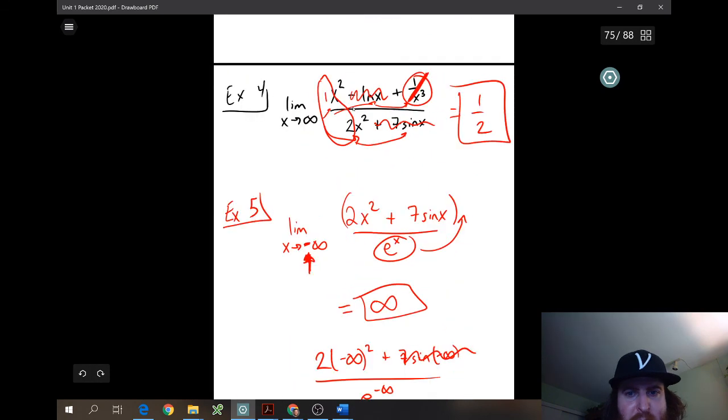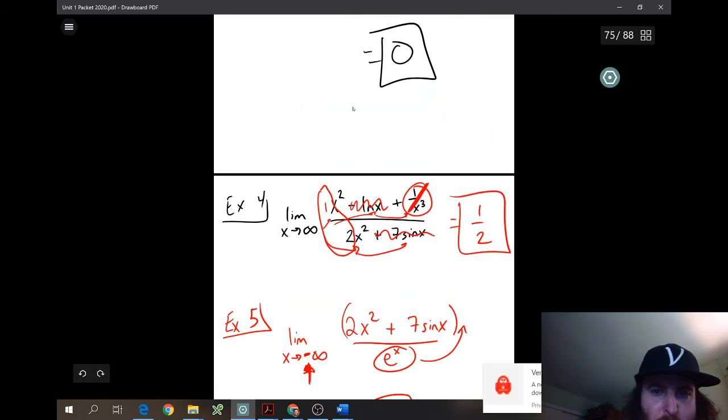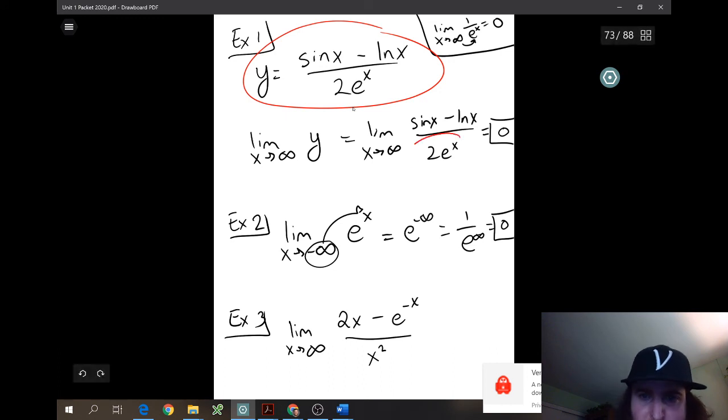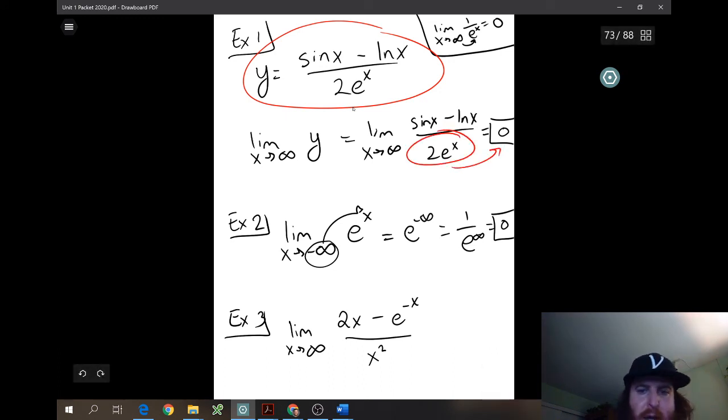The key is, on our AP exam, most of the questions that I've seen look like these first couple examples. Sin x minus ln of x over 2e to the x. And we say, oh, the 2e to the x is bigger, so it's 0. I have seen this one a lot of times with this negative needing to flip, but that's as hard as it really gets.